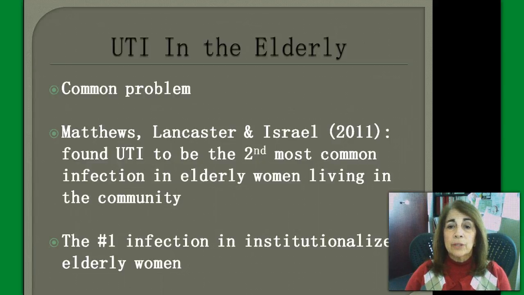Matthews, Lancaster, and Israel found that UTI is the second most common infection in elderly women living in the community, but it is the number one infection in the institutionalized elderly women.